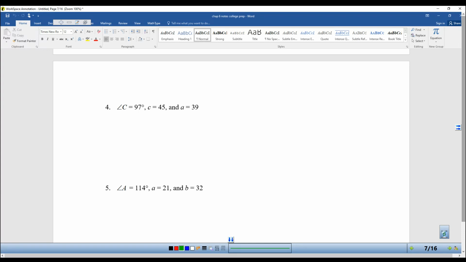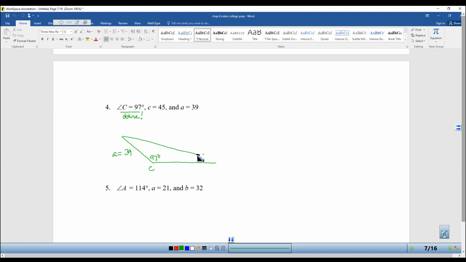Number 4, C is 97. This is obtuse. Make sure you draw it as such. That means there's either going to be no solution or one solution. So I'm drawing it obtuse. Okay, it's a little bigger than 97. But there's my 97 degrees. Always put the other side, this is side A, on the left. And then start to draw yours.